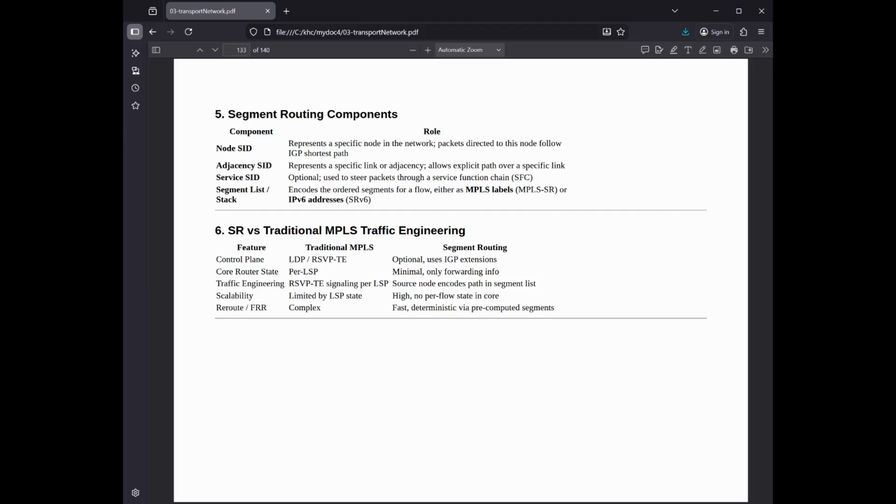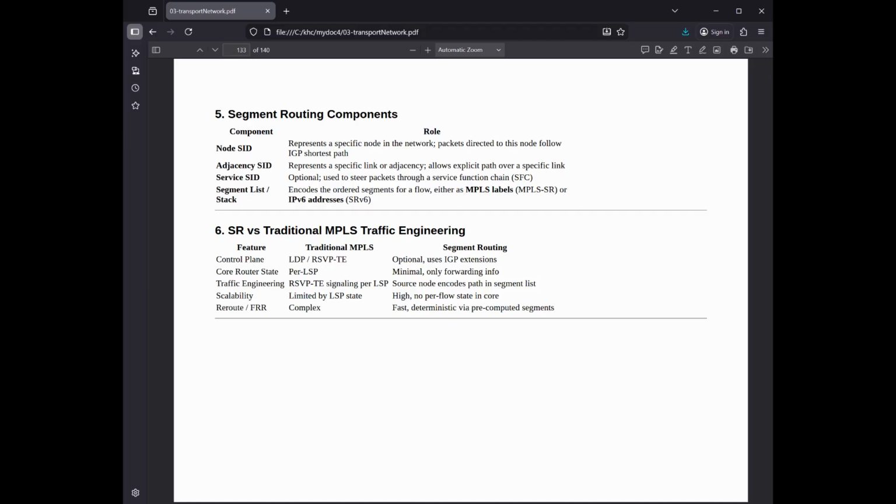Adjacency SID. The adjacency SID represents a specific physical link between two neighboring routers. Role: it forces a packet to cross a specific interface, even if it is not the shortest path. Scope: it is local, meaning only the router that owns the link cares about that specific ID. Analogy: think of this as a specific exit number or a "turn right on Elm Street" instruction. It's a very specific local movement.